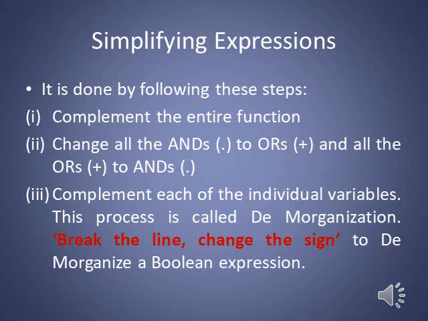Now we use these De Morgan's theorems to simplify Boolean expressions, and the simplification follows these steps. First, we complement the entire function, that is, we put an overbar over the entire given expression. Then, in the second step, we change all the ANDs, that is dots, to ORs, that is plus, and all the ORs to ANDs. The third step is complementing each of the individual variables. Thus, this total process of using De Morgan's theorems is called de-Morganization. The simple formula says break the line and change the sign. We shall see some simple examples in the following slides.